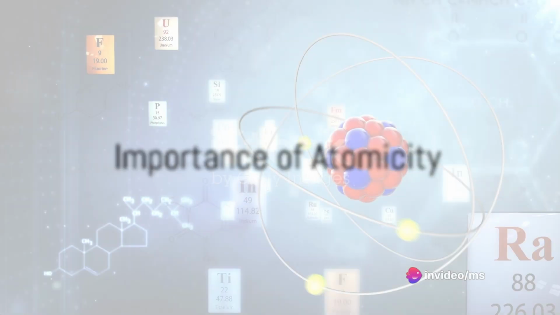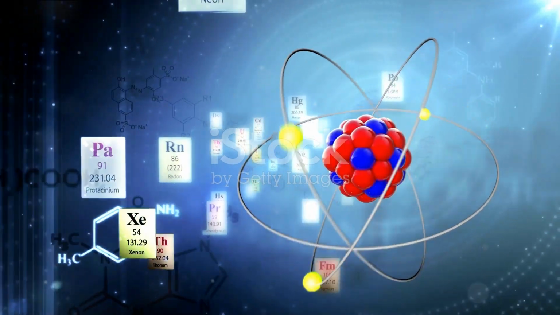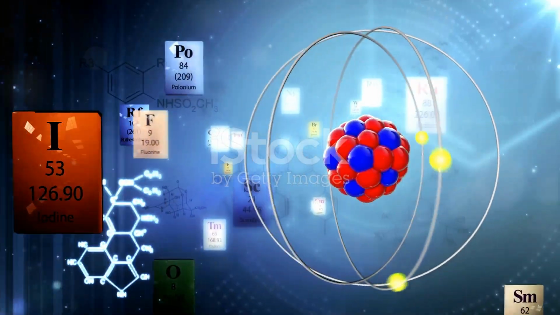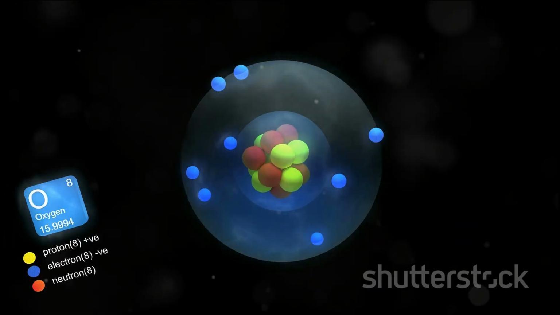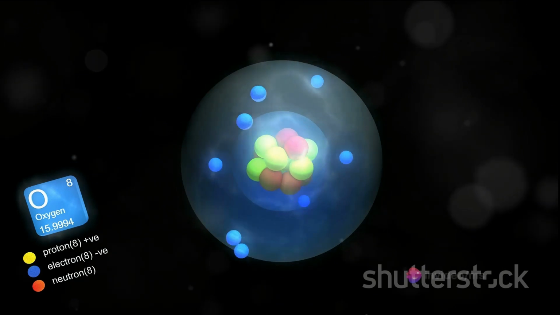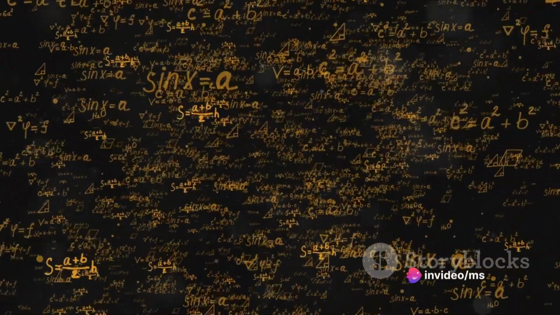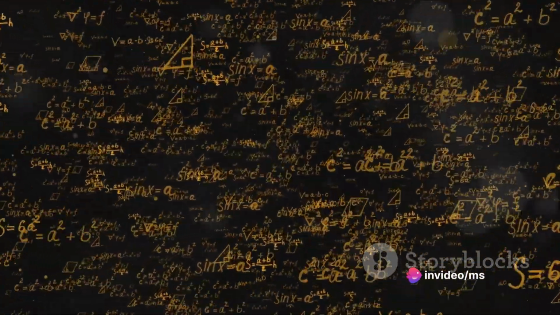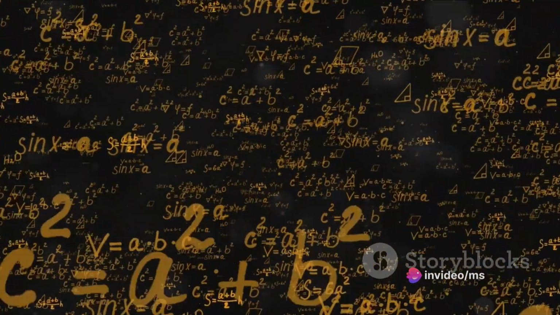Now you might ask, why does atomicity matter? Well, it serves 3 main purposes. Firstly, atomicity helps interpret chemical formulas. These formulas show the composition of elements and compounds. For instance, the formula for oxygen gas, O2, tells us that 2 oxygen atoms make up one molecule.